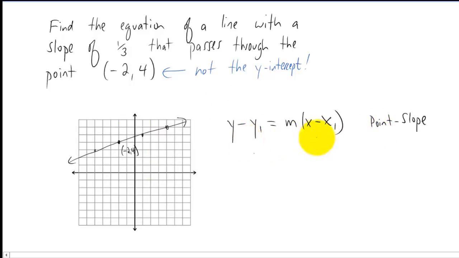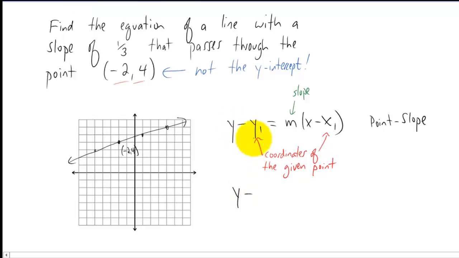This is the point-slope equation. Now, m is a familiar letter. That still represents the slope. Just like the slope-intercept equation, the y and the x are actually going to stay in the equation, but the x1 and the y1 in this equation represent the x and the y coordinates of the given point. So all we really have to do is plug in all of our numbers.